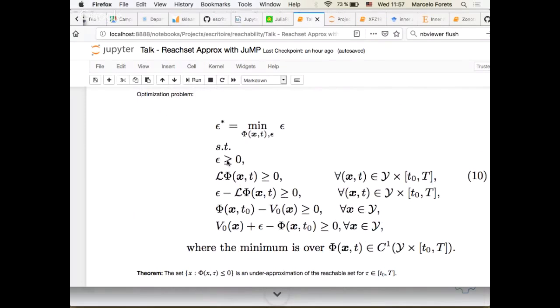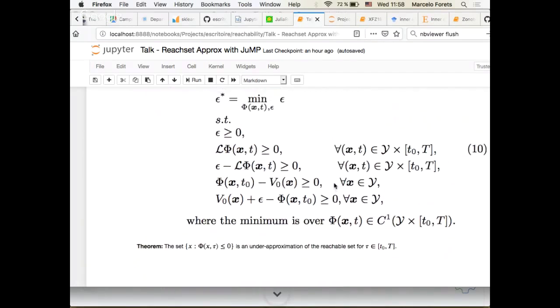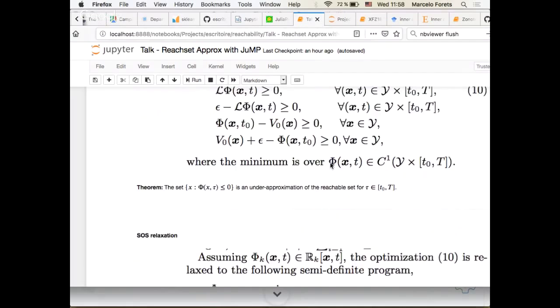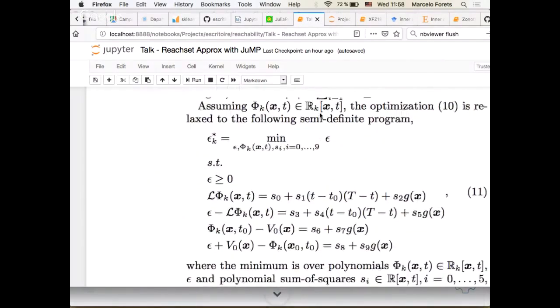It has this look where this L phi is the operator that is 0 on the solution. It takes the partial derivatives of the flow. And then you have the constraints, okay? So the optimization variables are a scalar variable epsilon and phi of x, t, which is going to be a polynomial both in the state variables x and in t. Then what one can do is to relax this problem into a hierarchy of problems where I fix the degree of the polynomials, and these polynomials are constrained to be sum of squares polynomials.